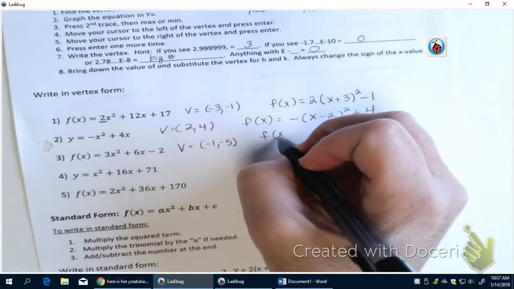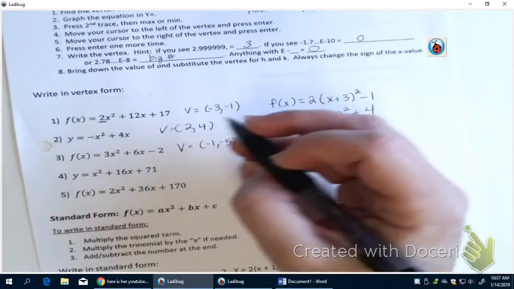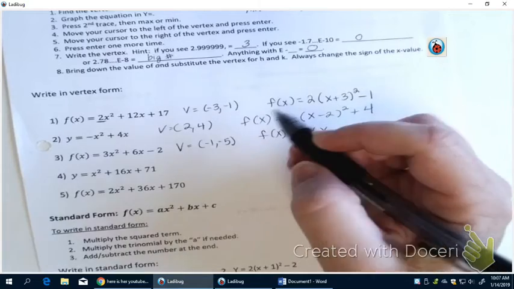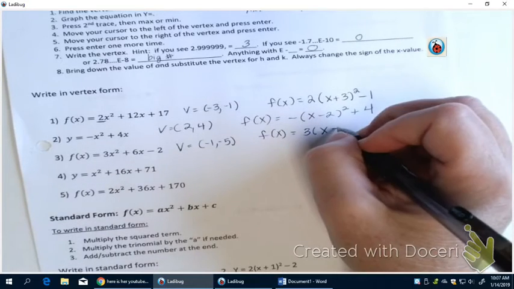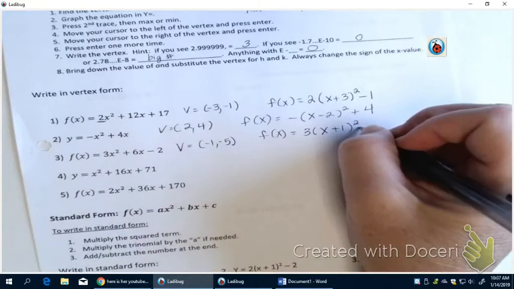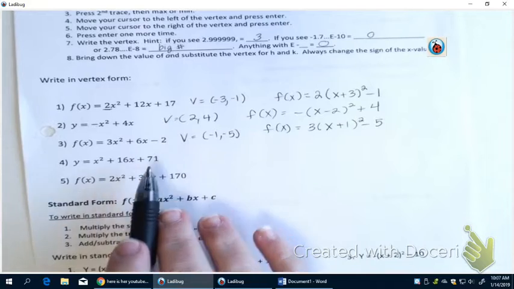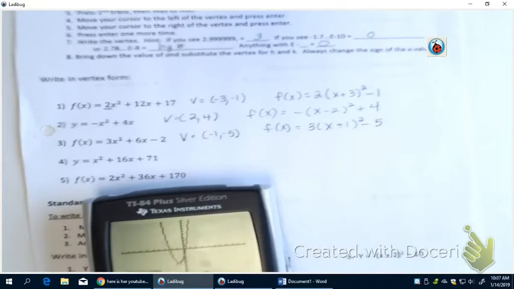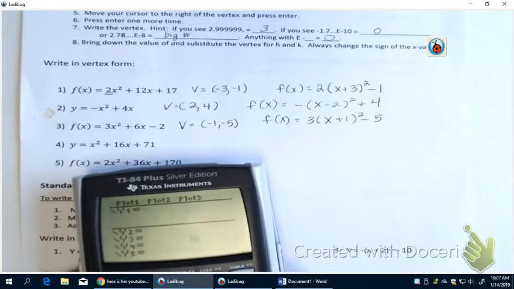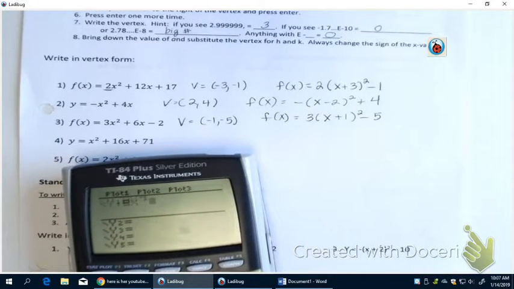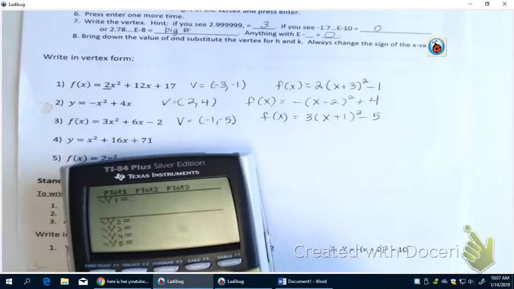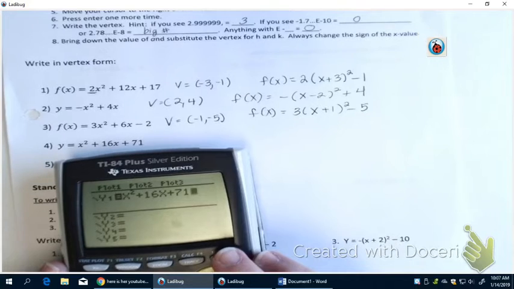So f of x is 3, because that's at the beginning. X minus 1, but you change the sign, so plus 1 squared, and then minus 5. Alright, number 4. X squared. Oops. I'm going to start over. X squared plus 16x plus 71. Press graph.